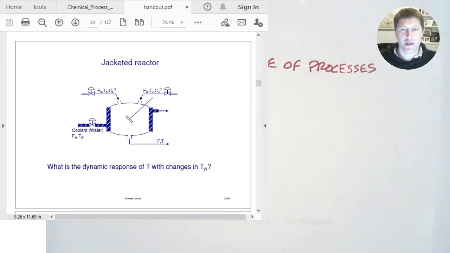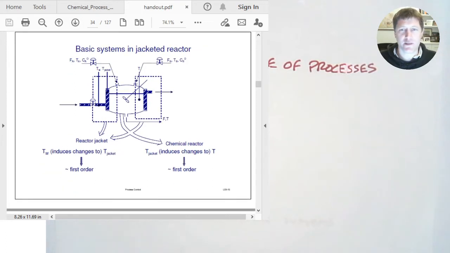Here we have a reactor vessel which has temperature T and it's surrounded by a jacket of cooling water in this case, and the cooling water comes in at temperature TW and then reaches a temperature T jacket in the jacket. And we want to know, how does the temperature of the reactor change with the temperature TW of the feed water to the jacket?